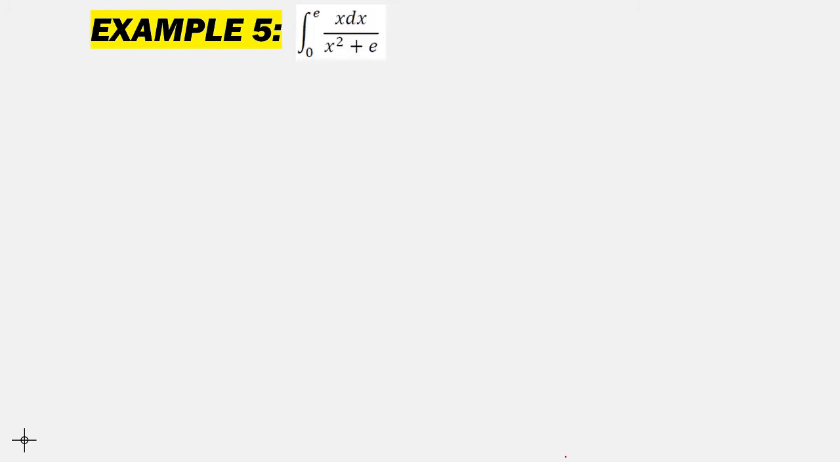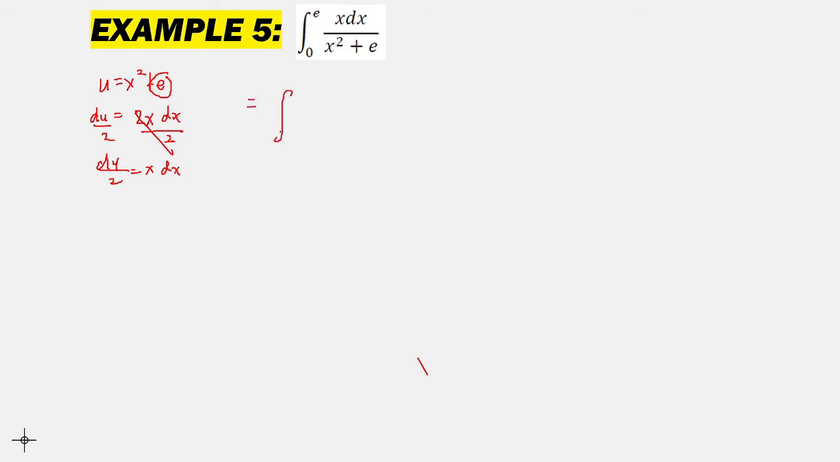Now let's proceed with example number 5. So example number 5, it involves exponential functions, which we have discussed already. So exponential functions are also constant, right? So how are we going to solve this one is we're going to let u as x squared plus e, then our du is 2x dx. E is a constant, so that's 0. So therefore, our du over 2 again is x dx.